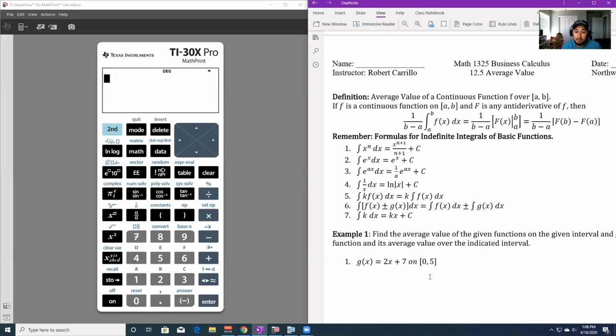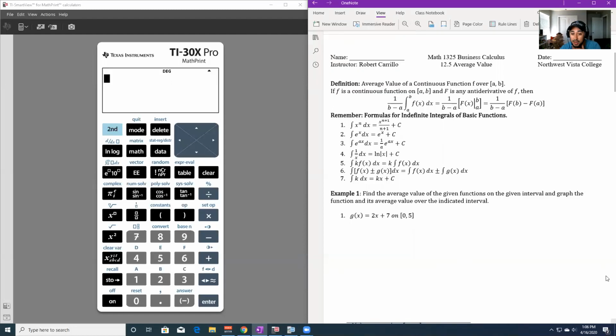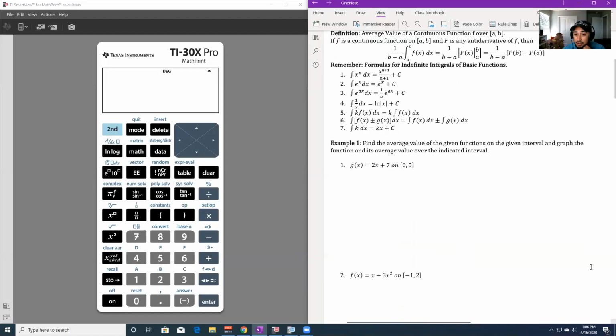Example 1. Find the average value of the given functions on the given interval and graph the function and its average value over the indicated interval. Okay, so here's how we're going to set this up.